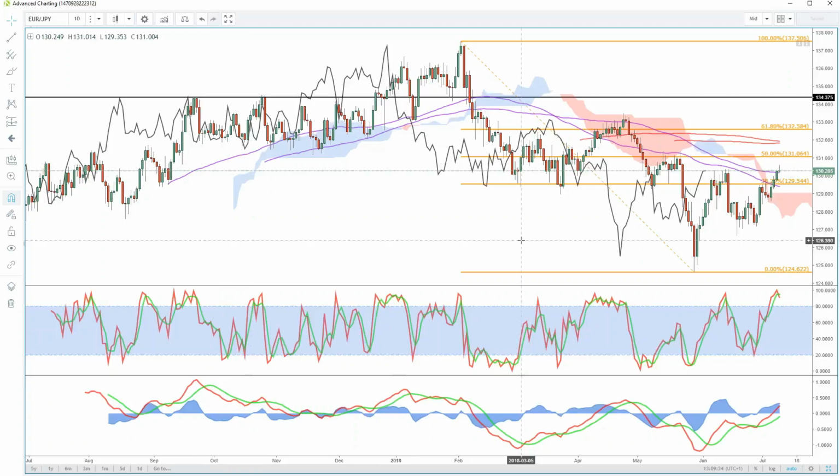Finally, we'll wrap up with euro yen, and in much the same way as with dollar yen and potentially sterling yen, this has broken through the cloud. This has broken through previous highs. We failed to make a new low. This is looking very interesting once again.